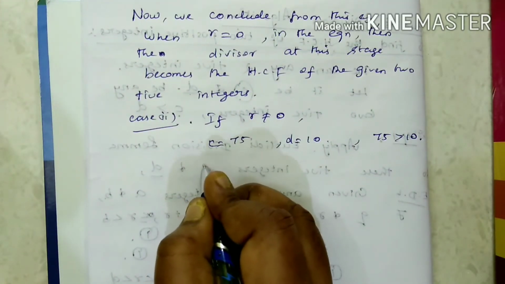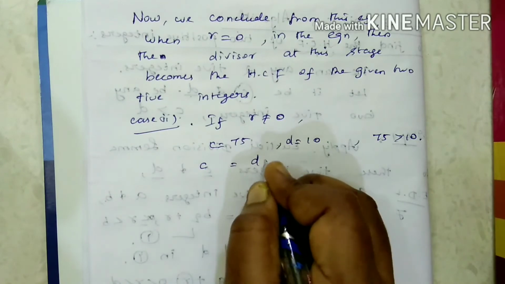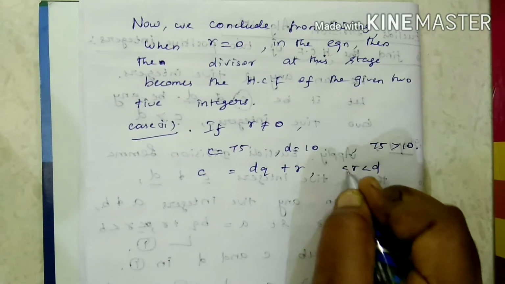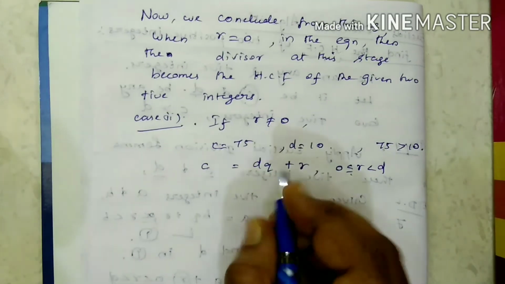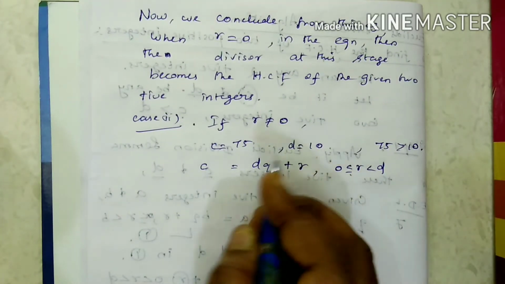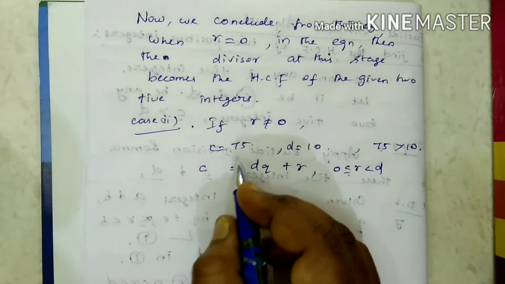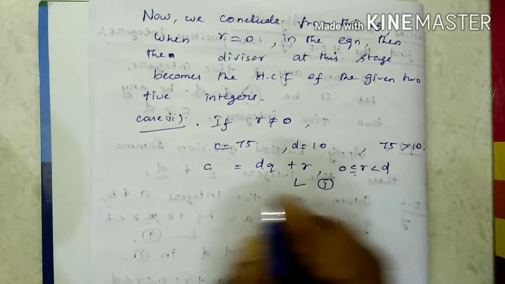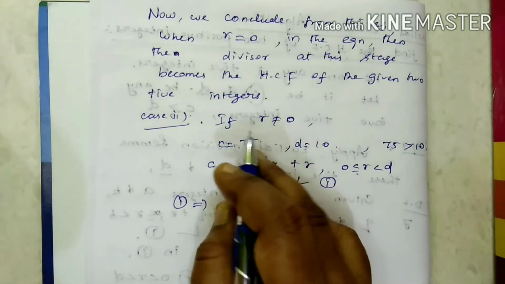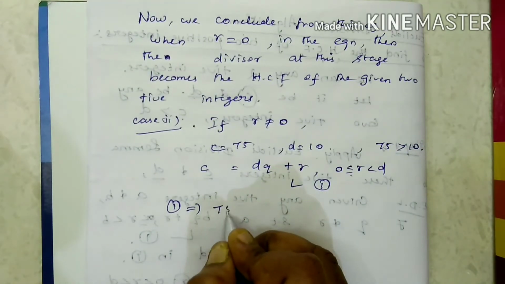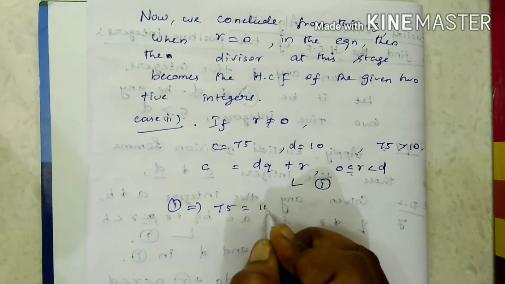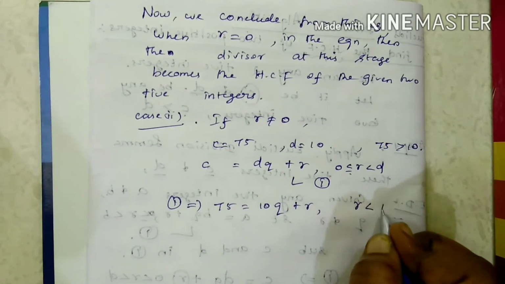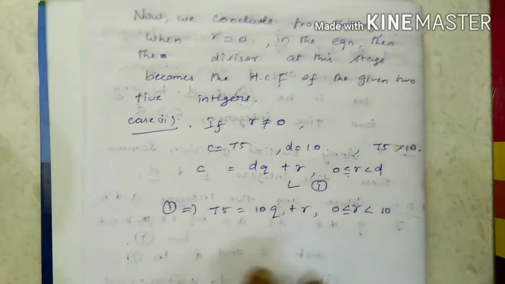By applying, we know that C is equal to D into Q plus R, where R should be less than D and greater than or equal to 0. So instead of C and D we are going to apply these two values 75 and 10. We can keep this equation as 1. Then substituting 75 and 10 in equation 1, 75 equal to 10 into Q plus R, where R should be less than 10 and greater than or equal to 0.